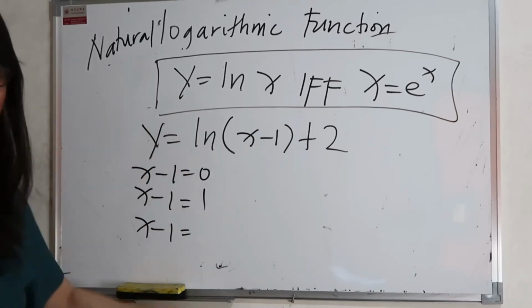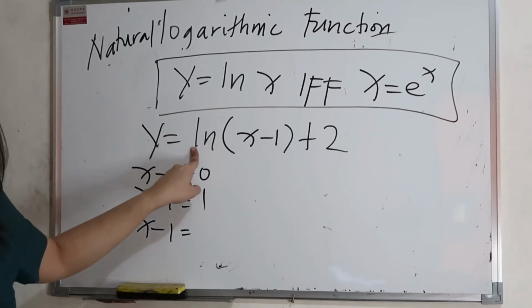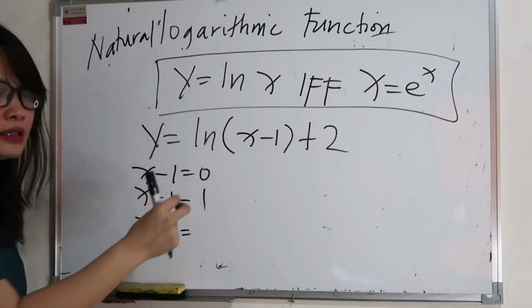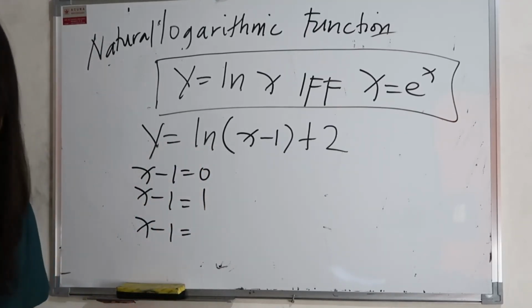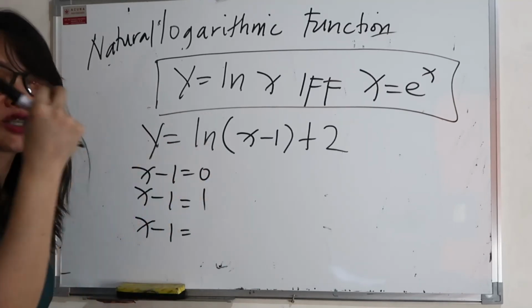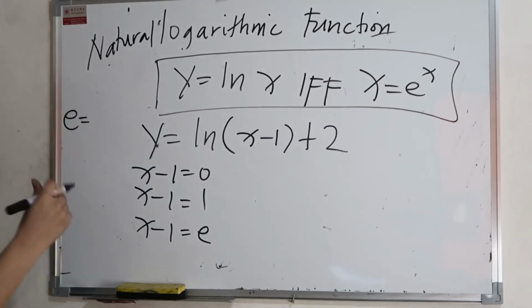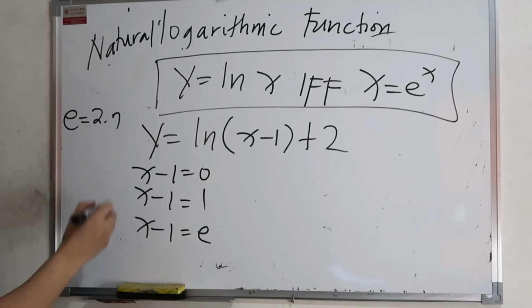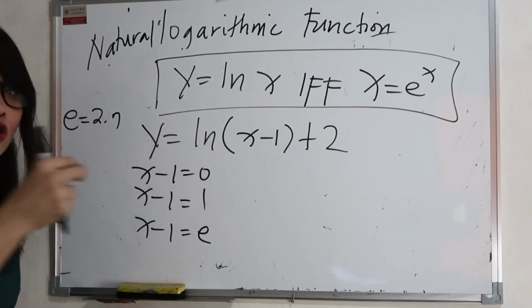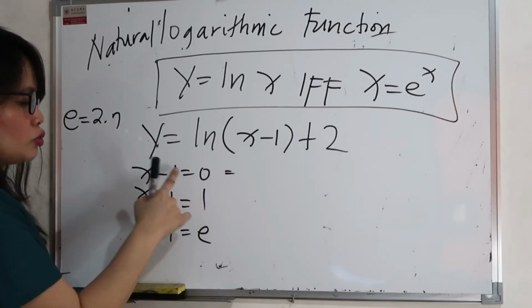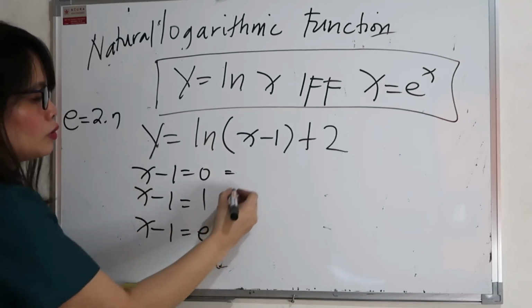So what's the base of your natural log here? The base of ln is e, as always. So we need to equate it by e. Remember, e has a value. It's constant. The value of e is 2.7. So equated by 0, we have x minus 1 equals 0, so x will be 1.